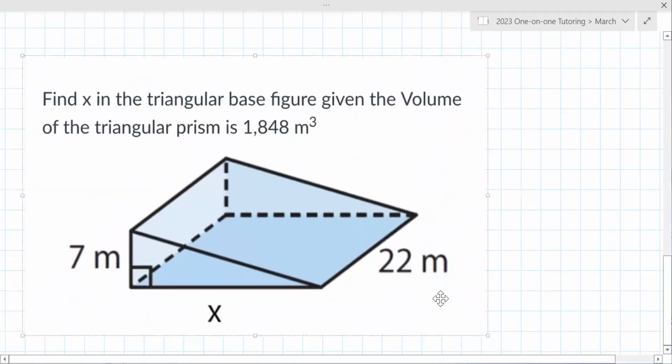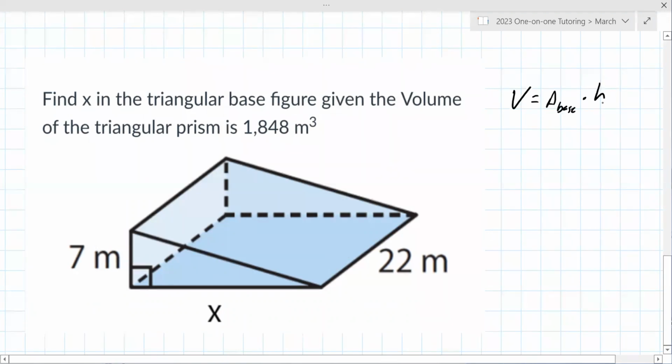All right, find x in the triangular base figure given the volume of the triangular prism. The volume is the area of the base times the height. And in this case, the base is a triangle. It might even be good to draw that triangle, depending on what you want here. The area of a triangle is 1/2 base times height. So x times 7 equals 12.